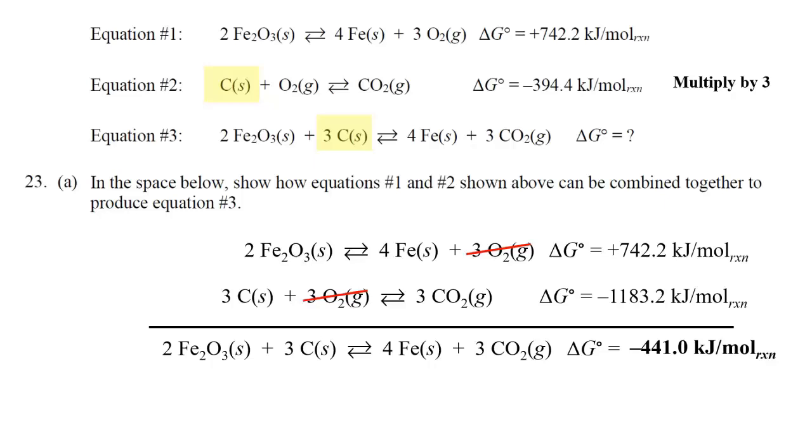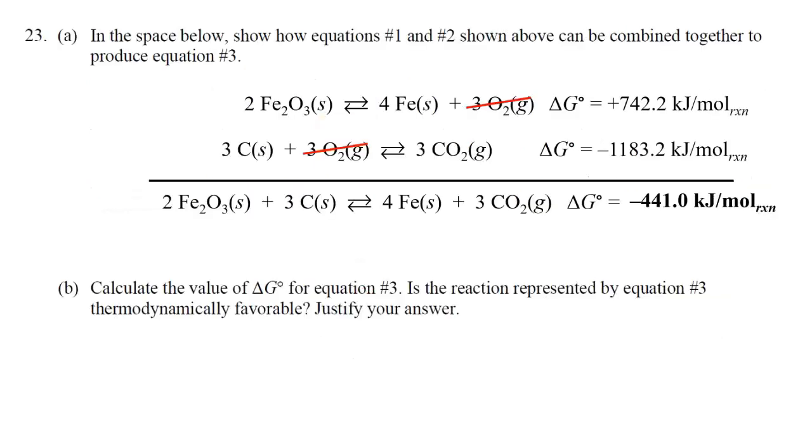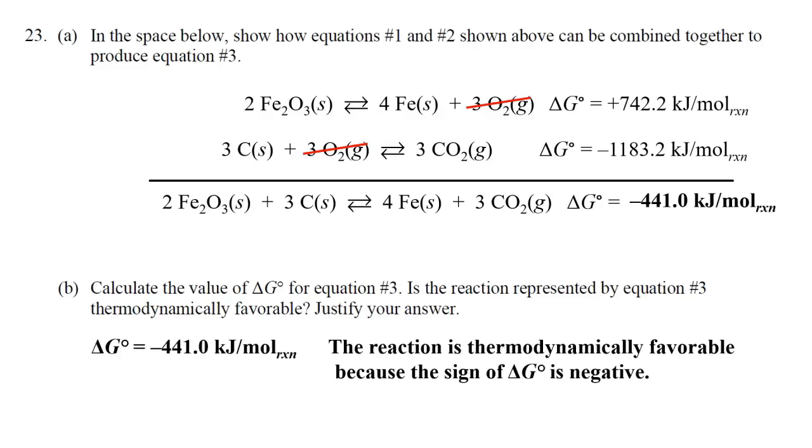So we have accomplished that particular goal, which is to produce an overall chemical equation with a negative delta G that is thermodynamically favored to occur. So in part B, it says calculate the value of delta G for equation number 3, which we've already done. That's negative 441.0 kilojoules per mole of reaction. And then, is this reaction thermodynamically favorable? Yes. The reaction is thermodynamically favorable because the sign of delta G for this overall reaction is negative.